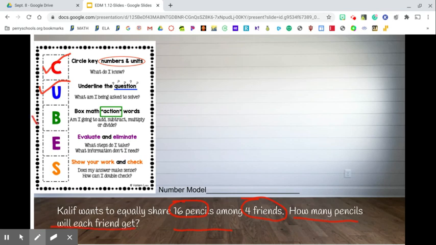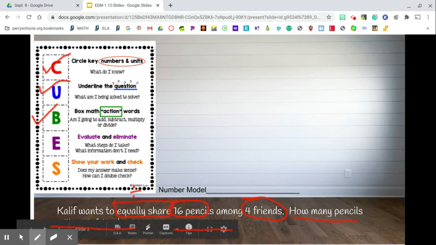Then we have box in the math action words. This is one of my favorite ones, equally share. That tells me that I'm going to divide. And I also know that my question says how many will each friend get, so I'm also going to box in that each to help me to know that I'm going to be dividing.